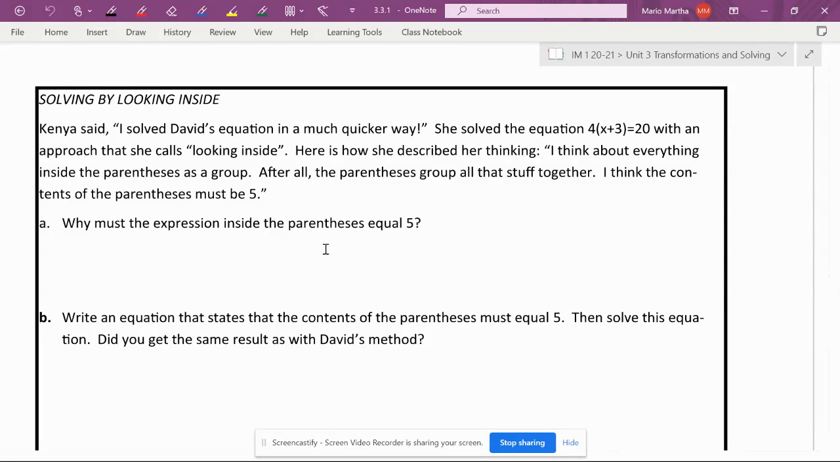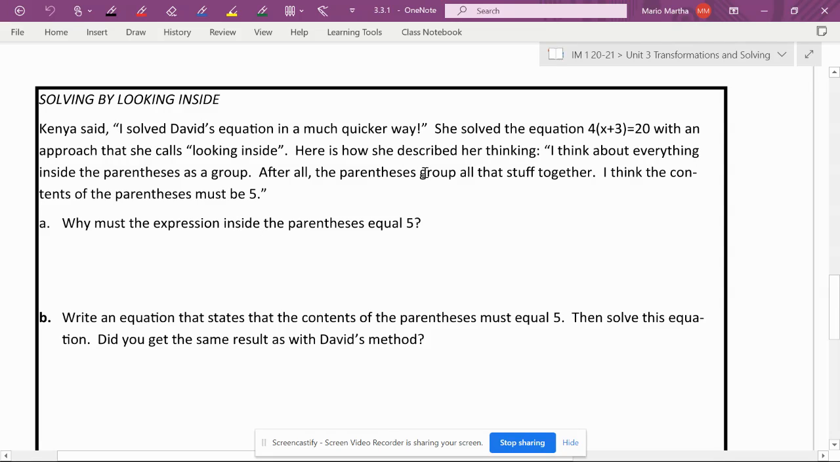So welcome back to part 2 of 3.3.1. So, solving by looking inside. It says Kenya says, I solved David's equation in a much quicker way. She solved the equation 4 times x plus 3 equals 20 with an approach that she calls looking inside.